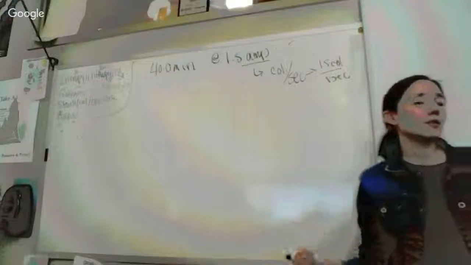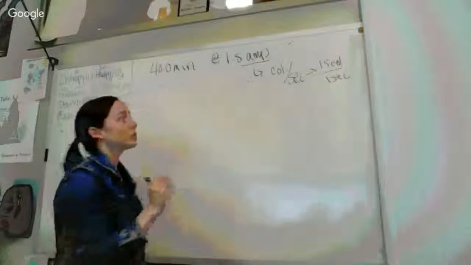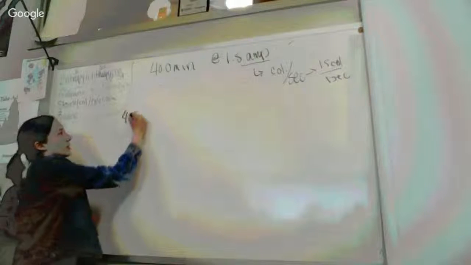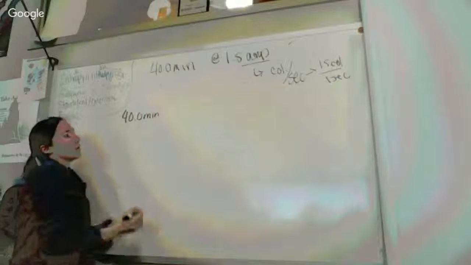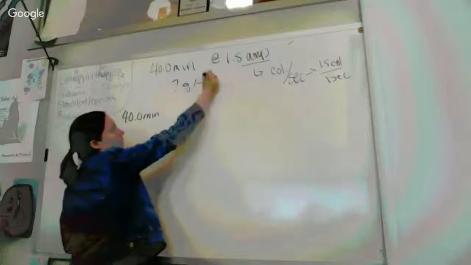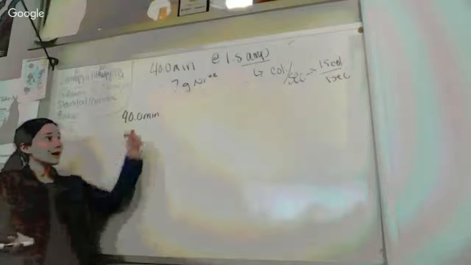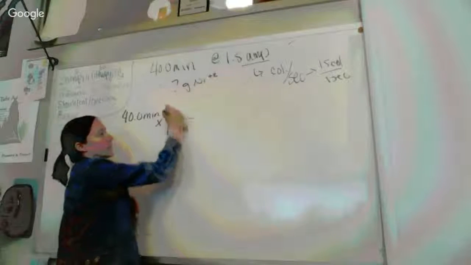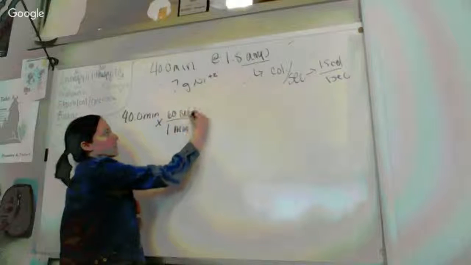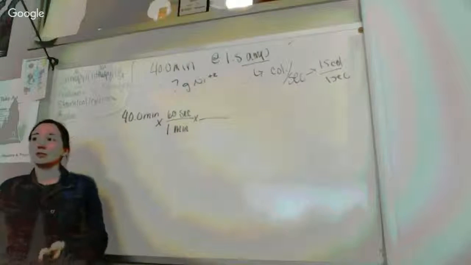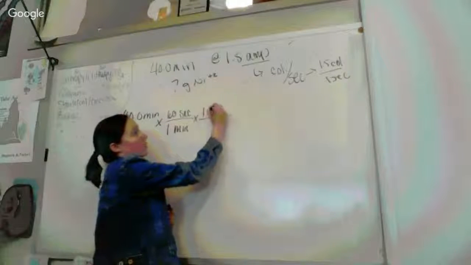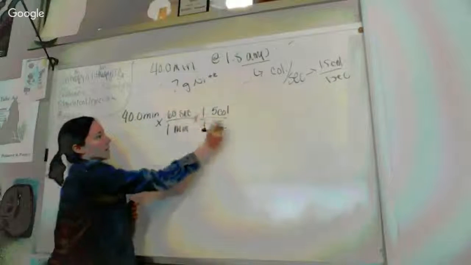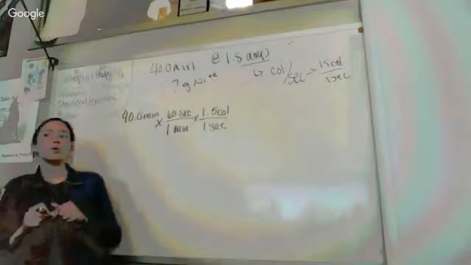You don't typically start stoichiometry with a conversion. You would use that within a setup. So I'm going to start with the 40 minutes. The question is how many grams of nickel? If we start with 40 minutes, I need to get to seconds so I can use my number of amps. I know that in 1 minute, there are 60 seconds. Because I just did the amps, there are 1.5 coulombs for every 1 second. So now my seconds have canceled, my minutes have canceled, and I'm left with coulombs.